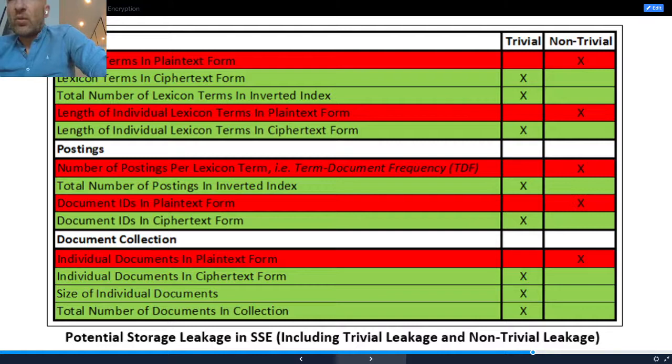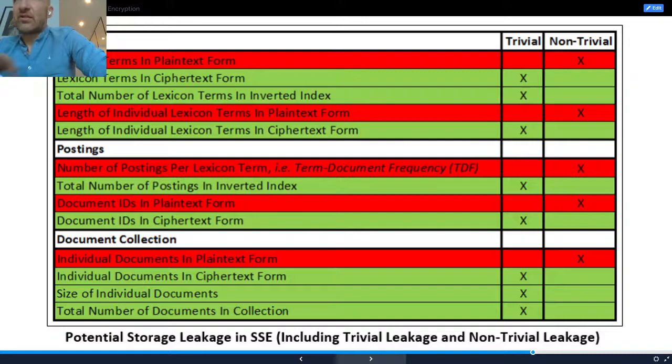When it comes to potential storage leakage in searchable symmetric encryption, we care about what things are leaked. So we classify things as being trivial leakage or non-trivial leakage. For instance, the lexicon terms in plain text form, we consider non-trivial, and the length of individual lexicon terms in plain text form as well, in red. But we don't care about the leakage of the lexicon terms in ciphertext form or the total number of lexicon terms in the inverted index.